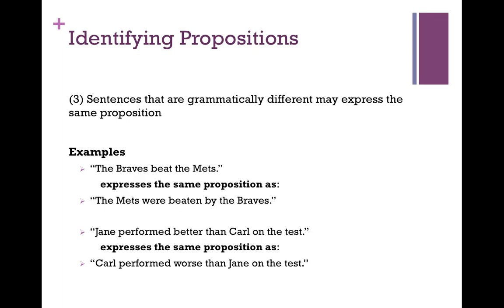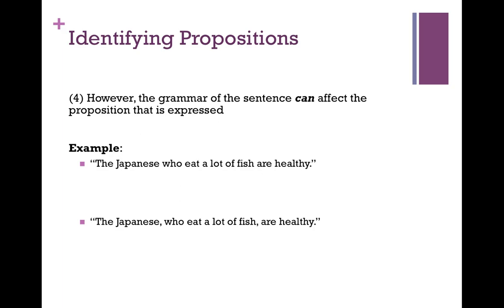Now, as I say right here, point number 3, sentences that are grammatically different may express the same proposition, but sometimes the grammar can affect the proposition that is expressed. Sometimes sentences that are grammatically different actually do express very, very different propositions. So look at these two sentences right here. The Japanese who eat a lot of fish are healthy, and the Japanese, who eat a lot of fish, are healthy. Did you catch the difference there? What is the difference between these two sentences?